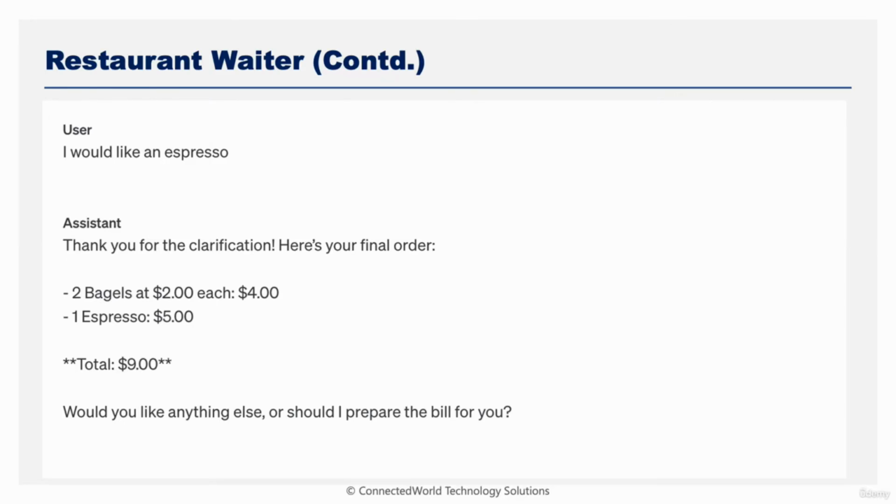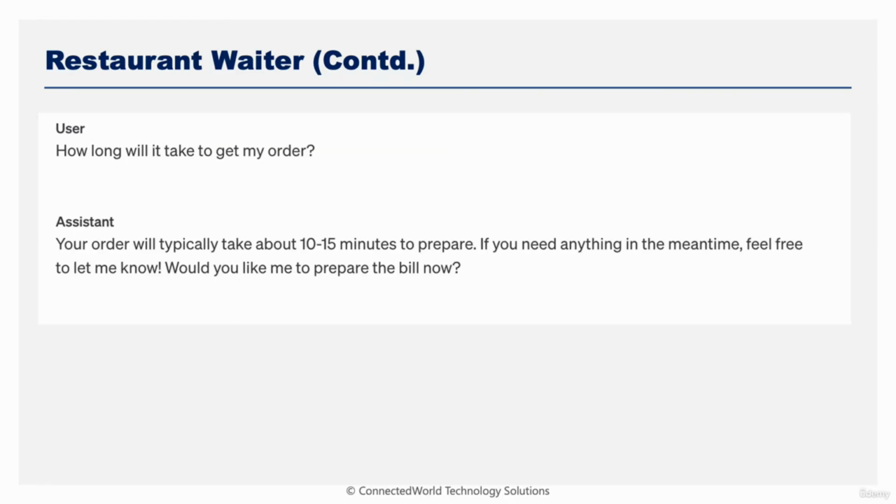Now, the customer chooses an espresso. With this information, ChatGPT is able to generate the bill. Now, the customer is impatient. They ask how long it will take to get their order. Note again that ChatGPT replies politely and asks if the customer needs help with anything else. Modern LLMs have been programmed to reply to customers in a polite manner like this.